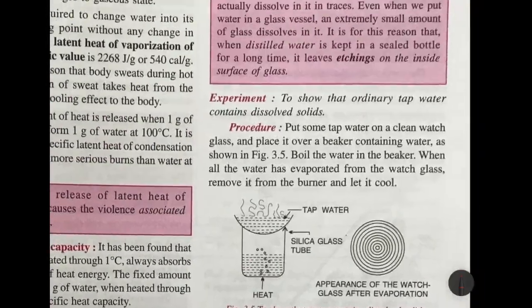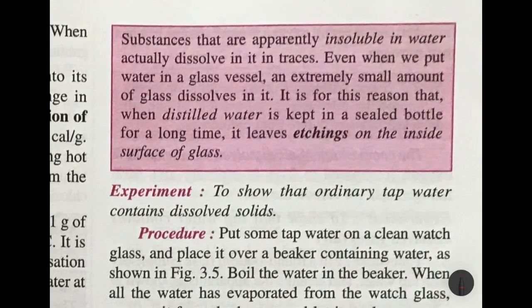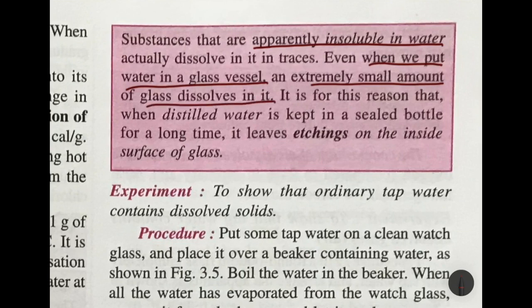Okay. So, substances which are apparently insoluble in water. Apparently means you look at a substance and you feel it will not dissolve in water. For example, do you think glass is going to dissolve in water? No. But when we put water in a glass vessel, an extremely small amount of glass dissolves in it. So it is for this reason that when distilled water is kept in a sealed bottle for a very long time, it leaves etchings or markings on the inside of the glass surface. Why? Because a little bit of glass has dissolved in the distilled water.